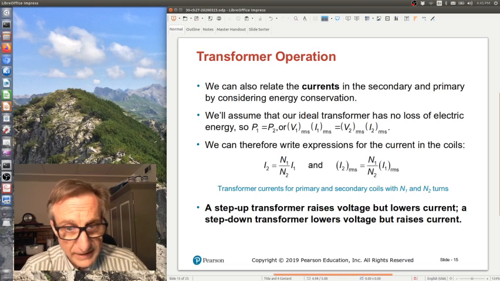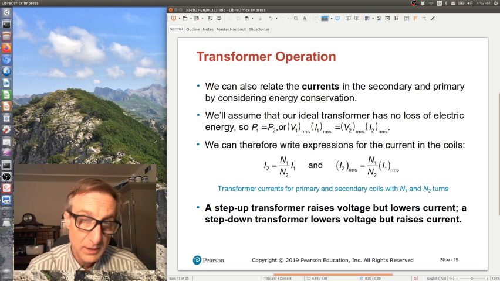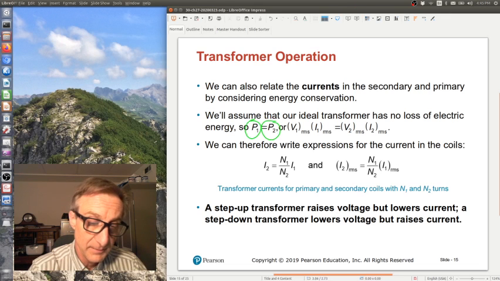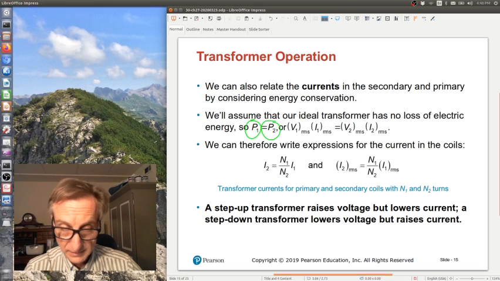We can also relate the currents in the secondary and primary coils by basically the same reasoning. We'll assume that our transformer is ideal, in other words, that it doesn't lose any energy. All of the magnetic field is contained within the core and there are no other losses. So, by energy conservation, the power output of the primary has to be the power that the secondary coil receives and therefore can deliver to a load, like a device that we use by plugging into the wall.